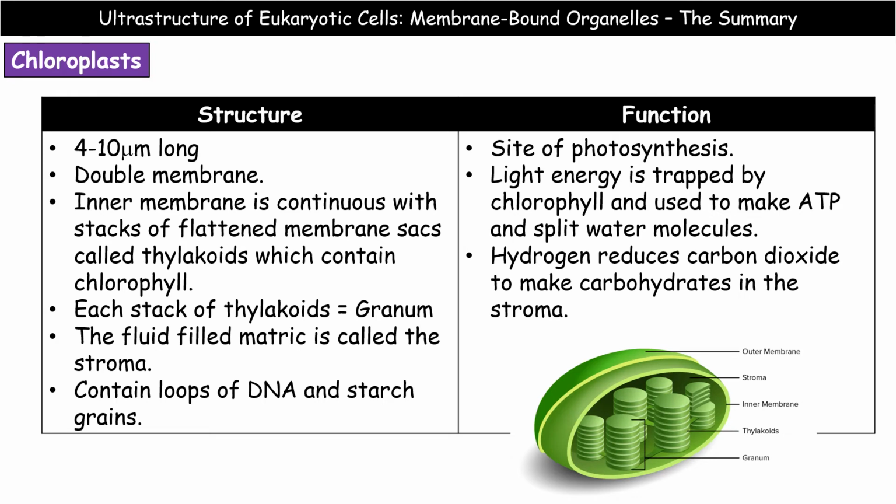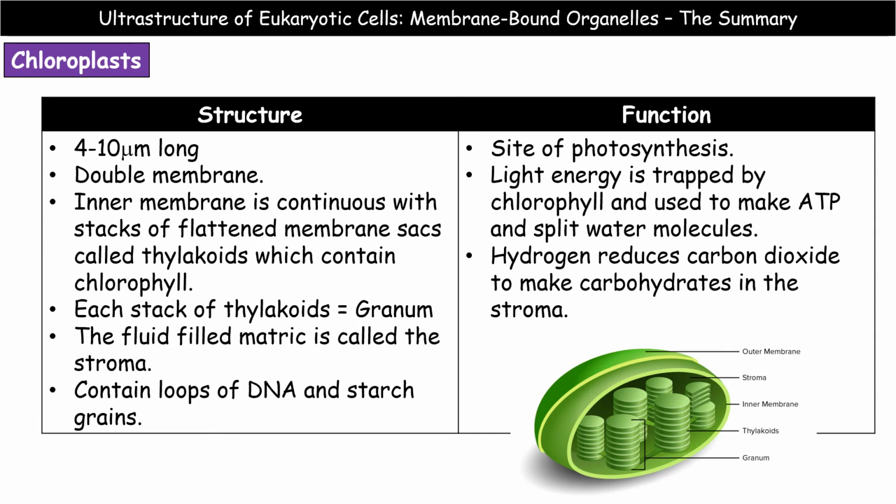Next structure is the chloroplast. So chloroplasts, hopefully we know, are found not in animal cells, but in plant cells and certain other organisms, but never in an animal, remember. And what we find is these are 4 to 10 micrometers long, so they're quite large. They have a double membrane.